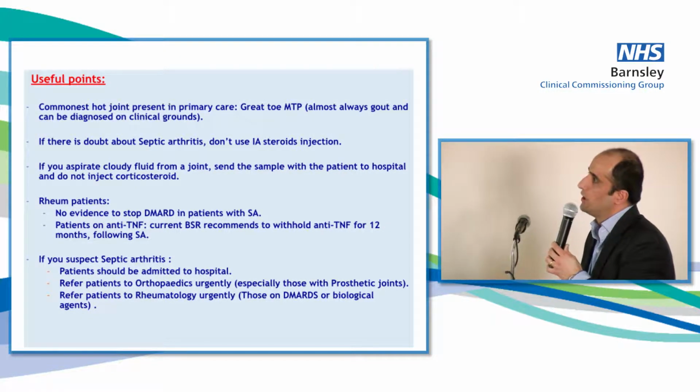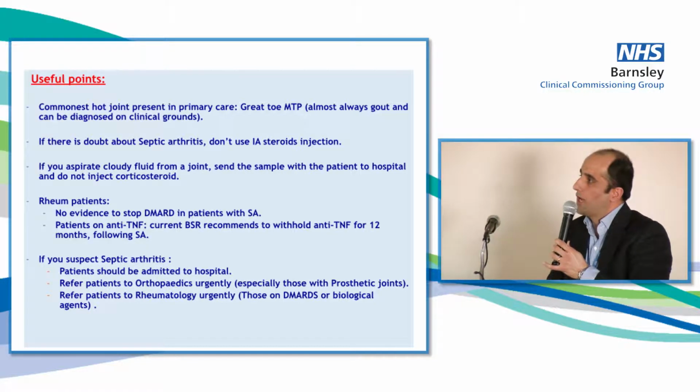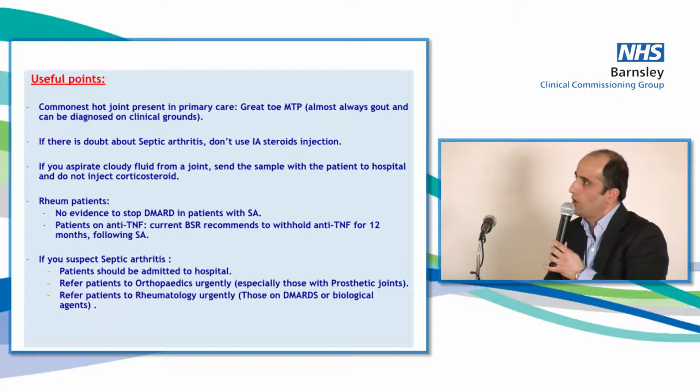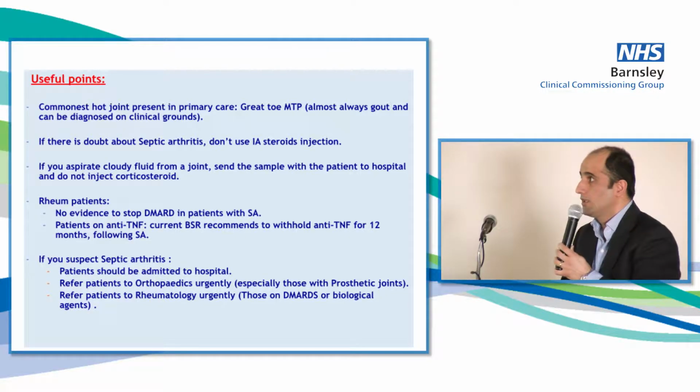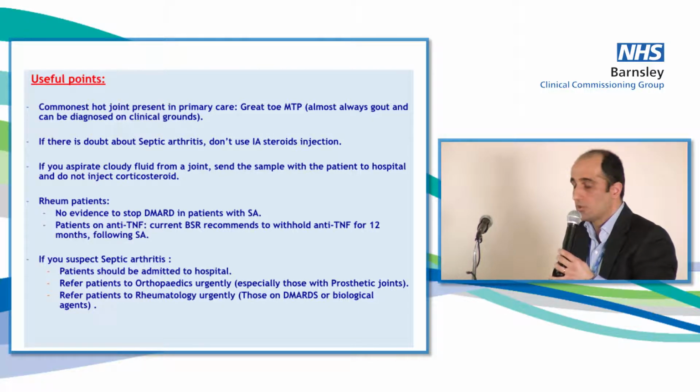So some useful points about acute monoarthritis. The commonest hot swollen joint that you can see in primary care is the first MTP, which can be diagnosed as gout on clinical suspicion. If you can aspirate the joint, it is better to confirm your diagnosis of gout. If there is doubt about septic arthritis, don't use intra-articular steroid injection. If you aspirate a cloudy fluid, it's better to send the patient and the fluid to hospital as soon as you can.